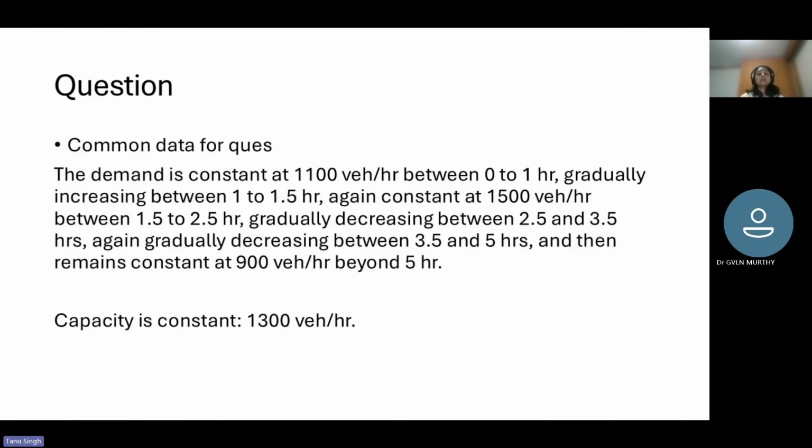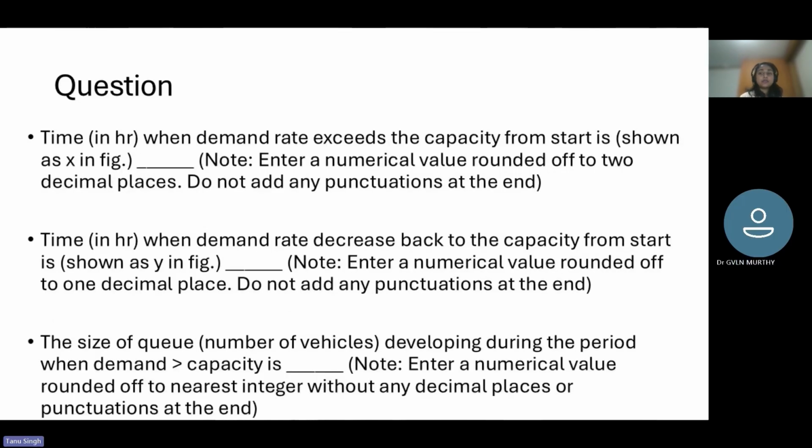This was the data, and the questions we need to answer are: the time when demand exceeds the capacity from the start; the time when demand decreases back to the capacity from the start; and the size of the queue developing during the period when demand is greater than capacity. Okay, so I will just draw the figure. First, let's draw the figure for this.